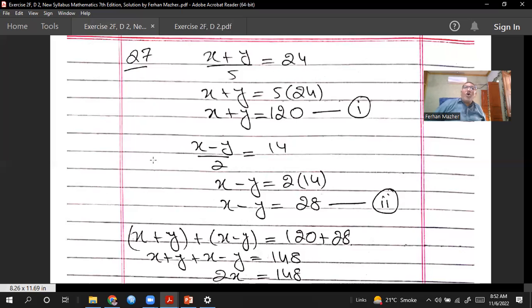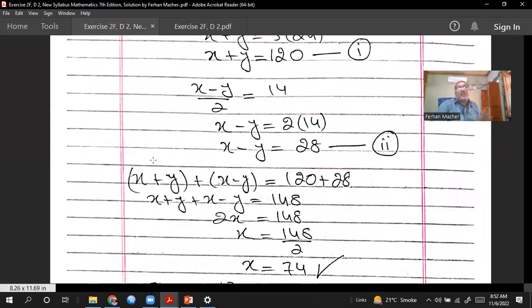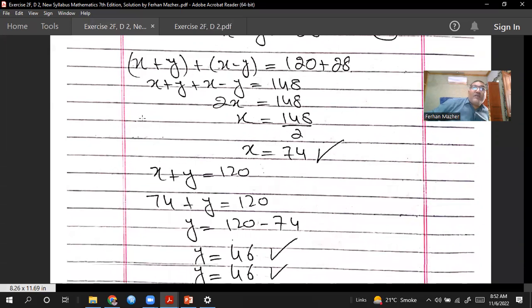So here we go. x plus y plus x minus y. The left side is added to the left side, the right side is added to the right side. So x plus y plus x minus y is equal to 120 plus 28. That will be 148. Plus y minus y, they will be cancelled. So x plus x is 2x equals 148. So x will be equal to 148 divided by 2, and x will be equal to 74. So now you have the value of the x, just put it in the first equation and you will find the value of the y also.